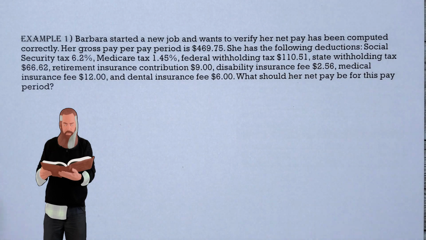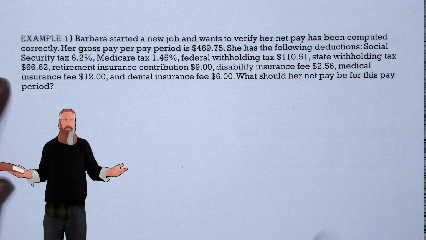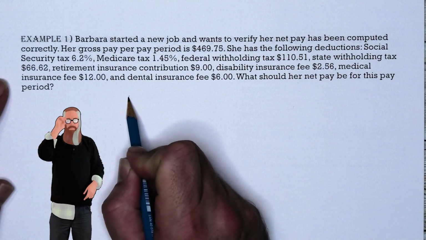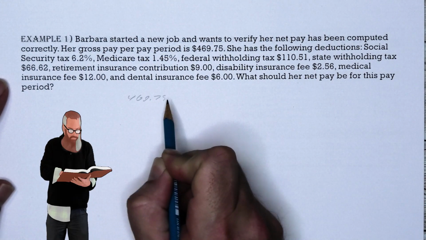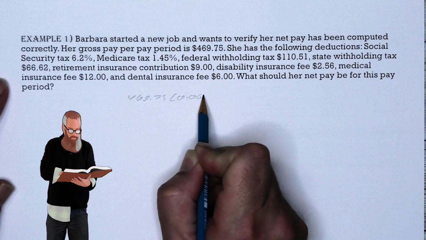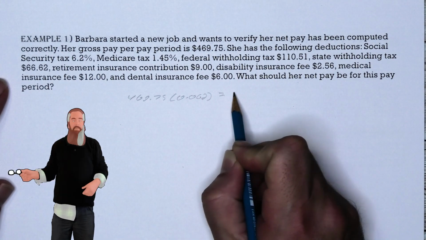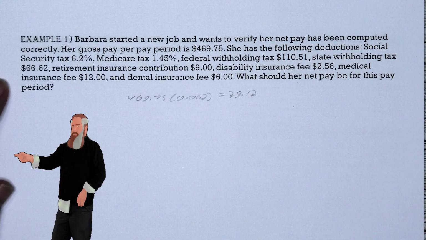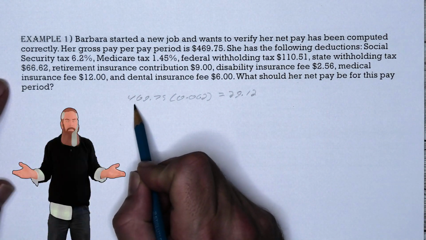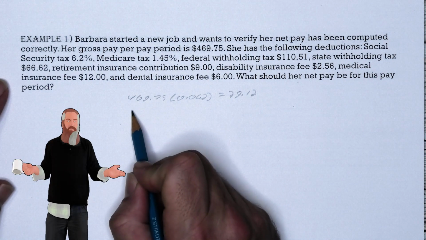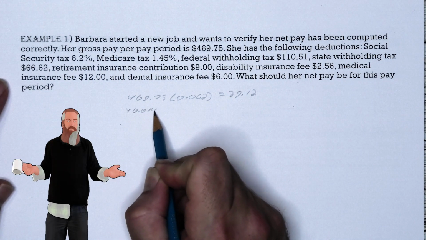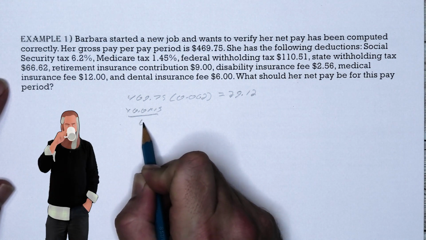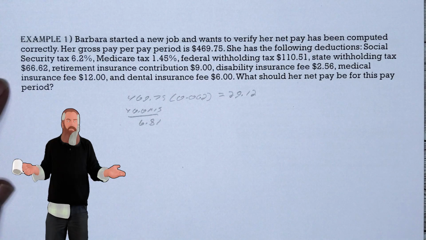First, let's calculate the Social Security and Medicare taxes to the nearest cent by multiplying the gross income by those tax rates. So, $469.75 times 0.062 for Social Security is going to give us $29.12 as it rounds to the nearest penny. If we multiply that $469.75 by 0.0145 to find the Medicare tax, we're going to find that we get $6.81 rounded to the penny.